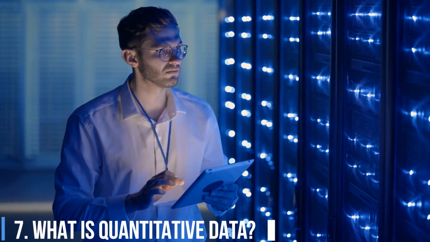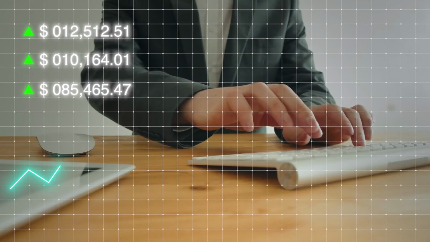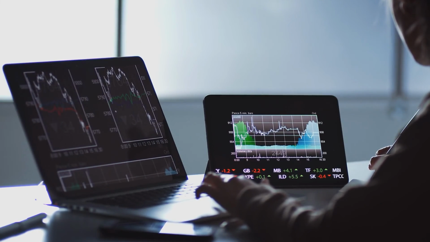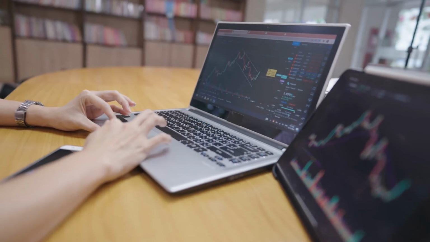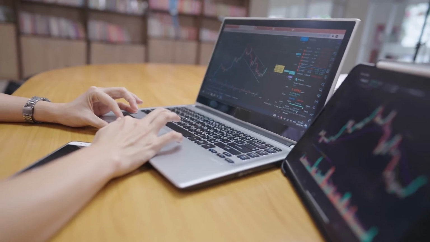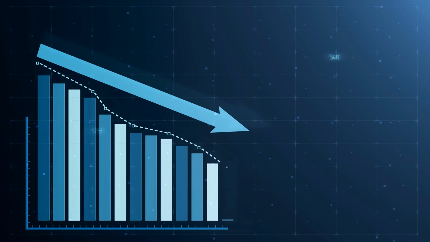What is quantitative data? Qualitative and quantitative differ in their approach and the type of data they collect. Quantitative data refers to any information that can be quantified, that is, numbers. If it can be counted or measured and given a numerical value, it's quantitative in nature. Think of it as a measuring stick.